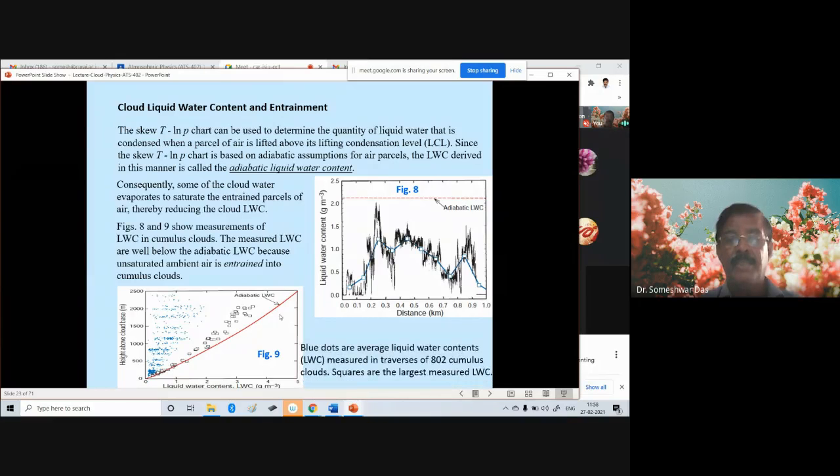entrainment, which continuously occurs. Okay, here the blue dots are the average liquid water contents measured in 802 cumulus clouds. All these blue dots are the measured amount of liquid water content in about 800 cumulus clouds. And these squares represent the largest measured value of the liquid water content. Even that is less than the adiabatic liquid water content, which is shown here by the red line, right?